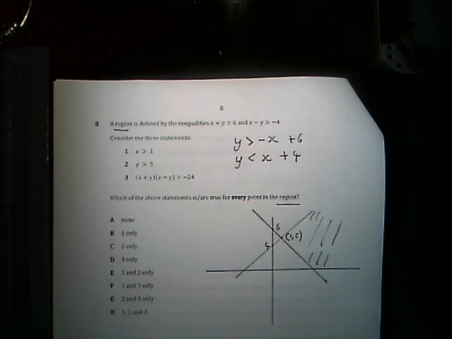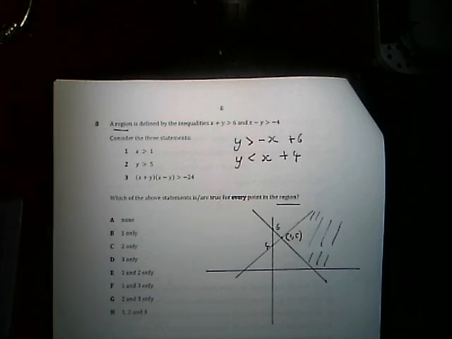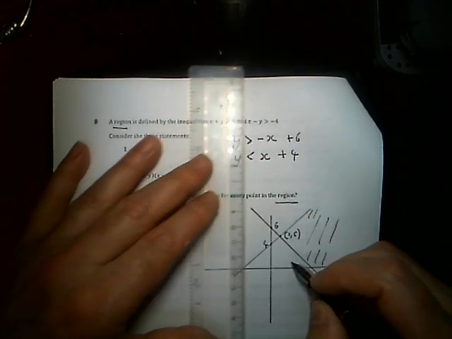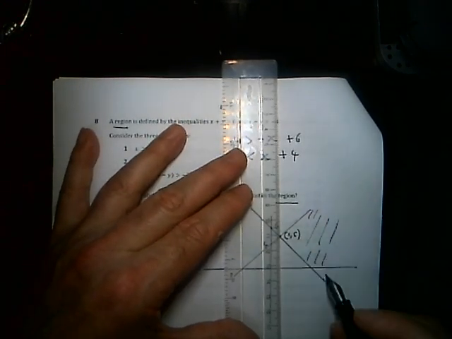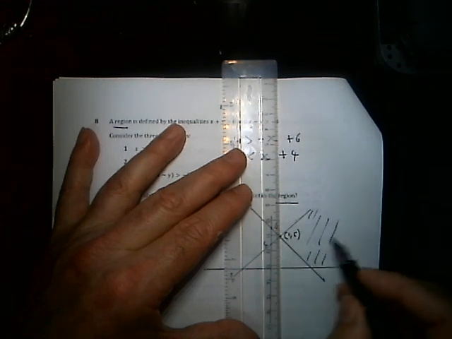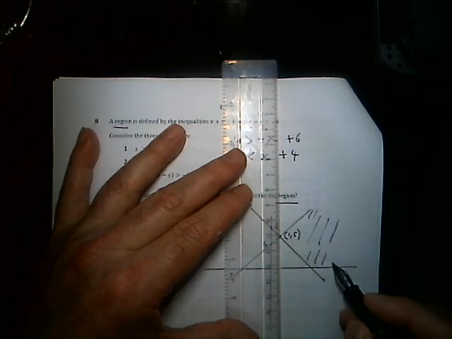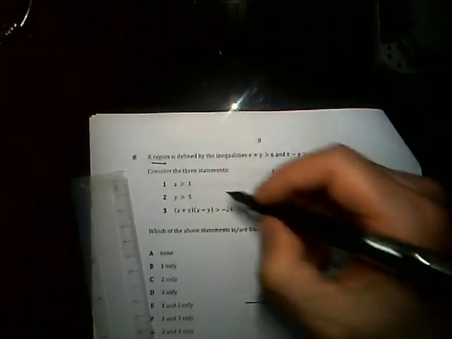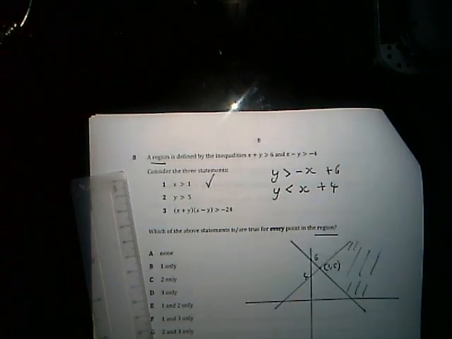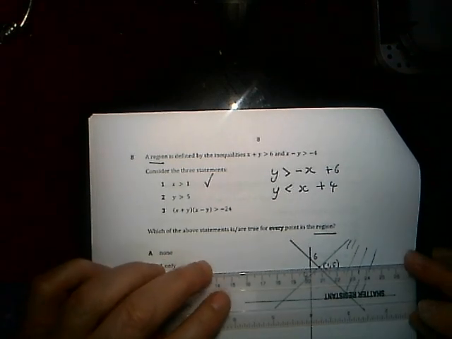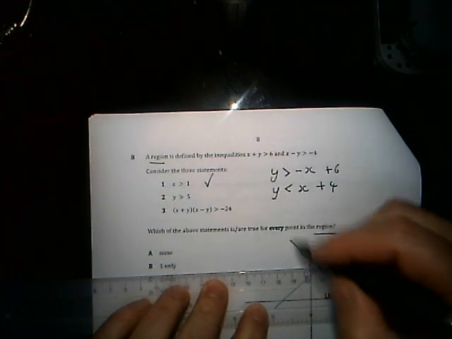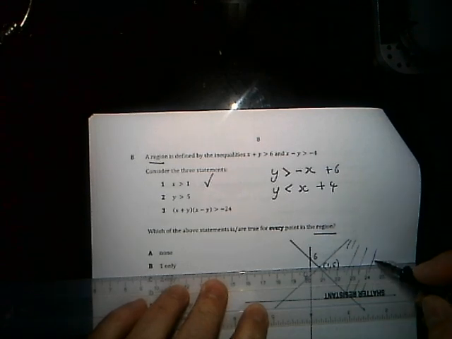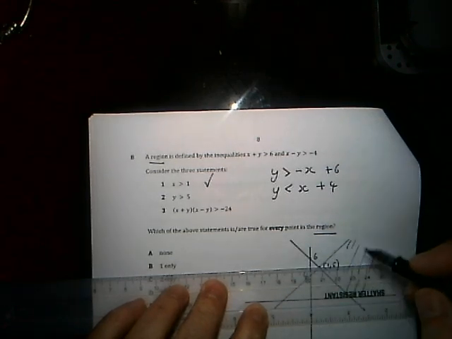And we need to look at these inequalities. So the first one is x is greater than 1. If we put a ruler here, we know this is 1, the x value there. Well, clearly all this region is in the x is greater than 1 area. So that's a correct statement. y is greater than 5, so we can put the same ruler across here. In this bit it does work, but below that it doesn't. So that is not true.